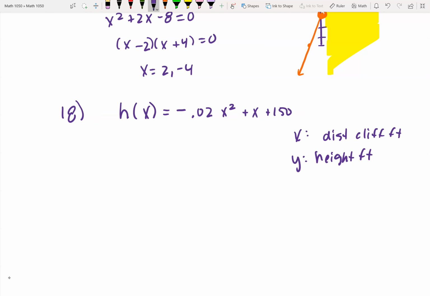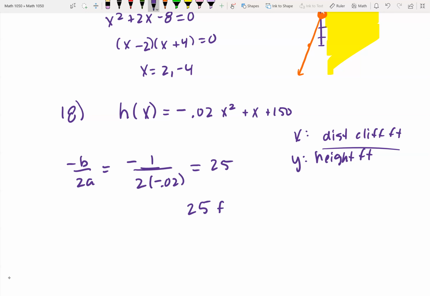Okay, so at what horizontal distance from the face of the cliff? So they want the x value. Is it at a maximum? So it's just negative b over 2a, guys. So it's just going to be negative 1 over 2 times negative 0.02. Two negatives gives me a positive. So I'm going to go 1 divided by parenthesis, 2 times 0.02, close it off, hit enter, and I get 25. Be very careful to label. So it's 25 feet, and that's your answer.